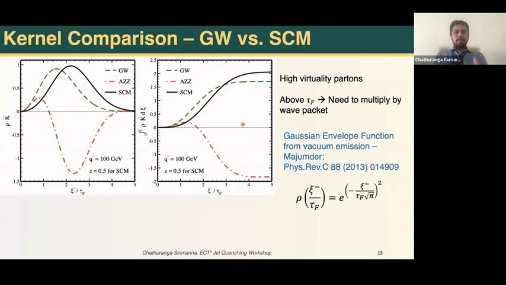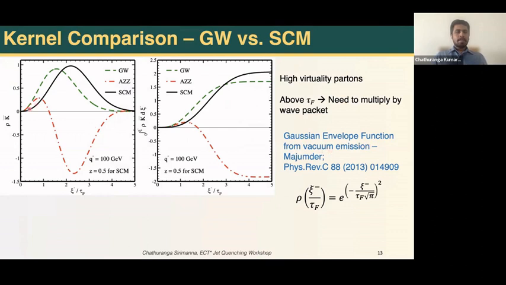Now let's compare this full next to leading twist result with the GW calculation at high virtuality. Above the formation time, one needs to multiply the medium modified kernel by a wave packet. And here we use a Gaussian envelope function from vacuum emission.